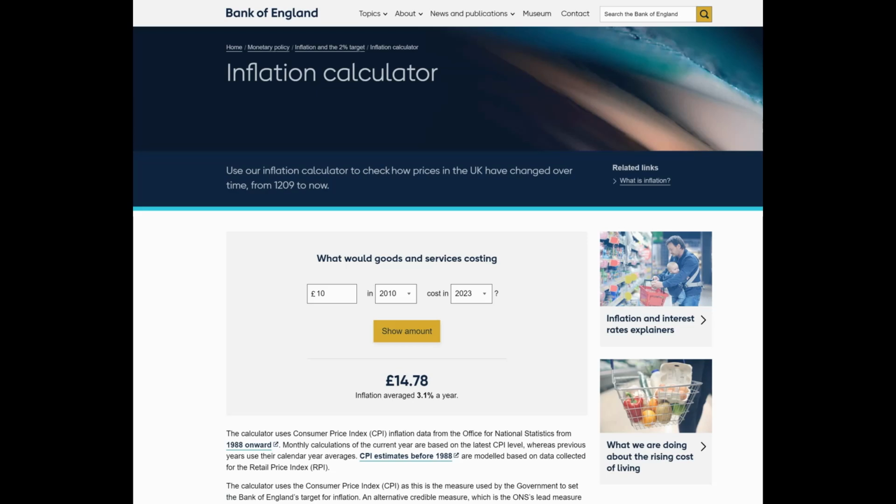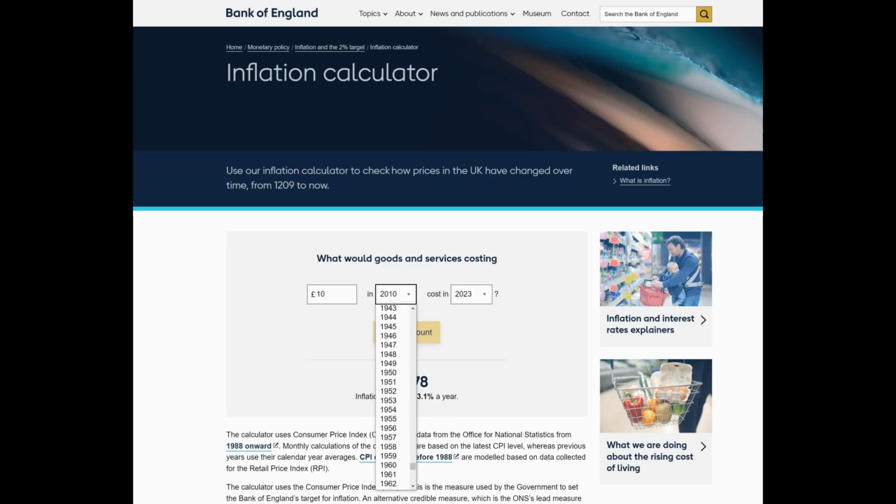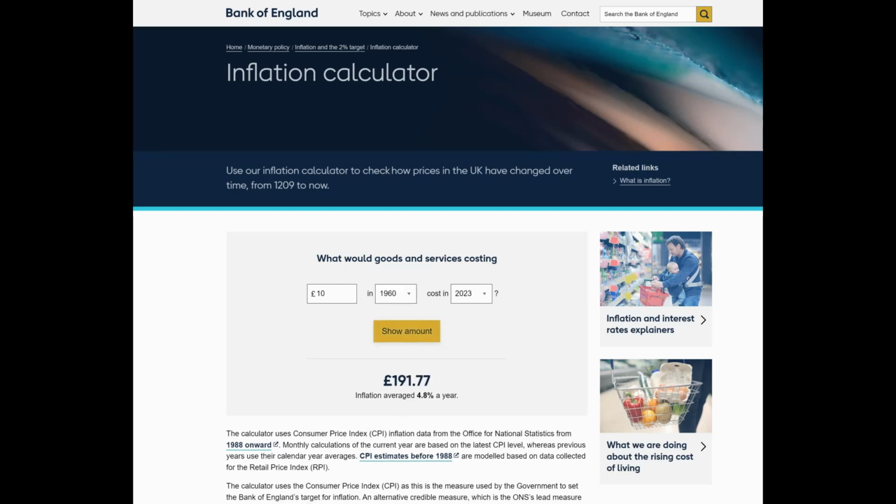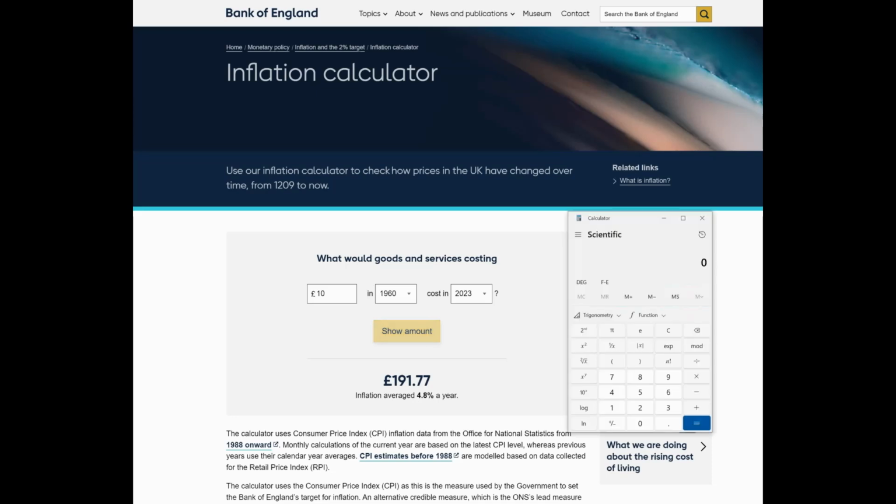Right, hello there. So today we're going to look at compound interest and how you work that out. So I'm on the Bank of England website at the moment. And if we go back in time, let's have a look. We go back to 1960 and you can see that £10 in 1960 is worth about £191.77 in today's money. They have an inflation averaged figure of 4.8%, so they are compounding £10 at 4.8% interest to get that 191.77.